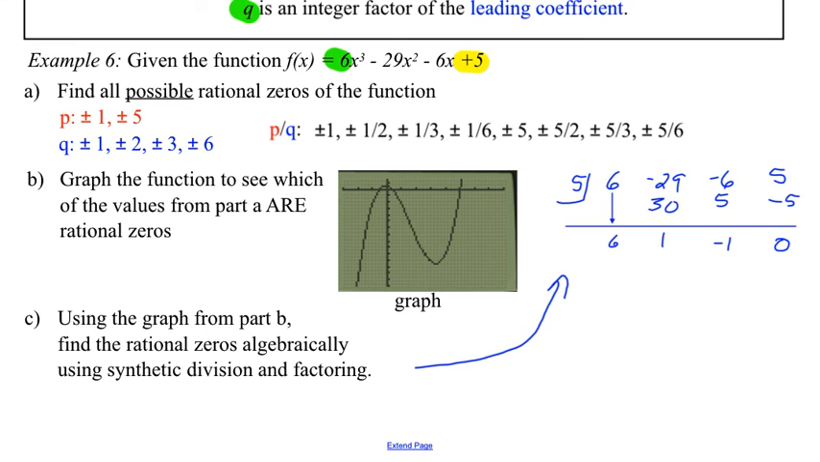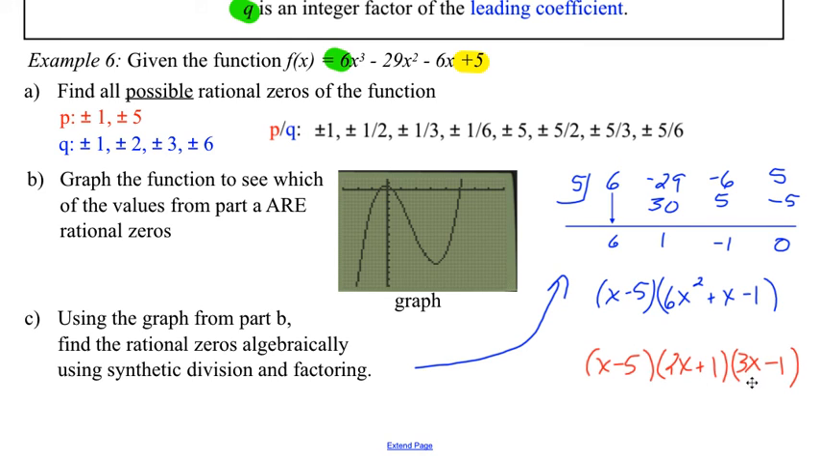So then we can go ahead and write our factors, x minus 5, and write what's left, 6x squared plus x minus 1. And then you could try some more possibilities, using synthetic division, to find the other two. Or if you remember how to factor this trinomial, it actually factors as 3x minus 1 and 2x plus 1. And so then this one would give us -1/2, which is one of our possibilities. This one would give us +1/3, which is also one of our possibilities. So that is completely factored using synthetic division and our graph.